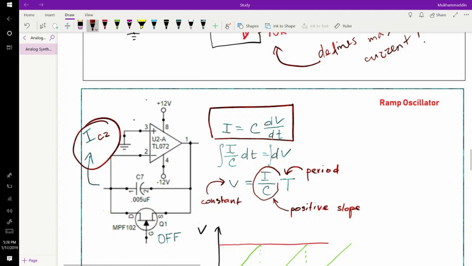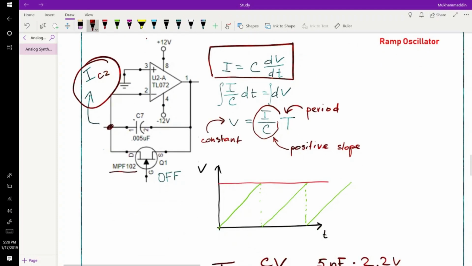So let's assume that for a set frequency, we are playing our analog synthesizer. We're turning the knobs. We turn the knobs and we set it there, and we don't touch it. So that means our IC2 is constant, and we are constantly drawing current from this terminal.